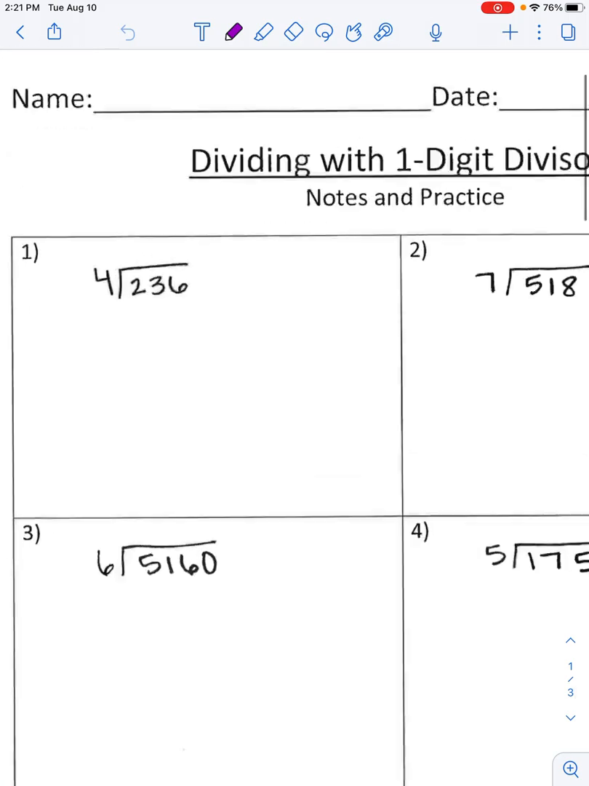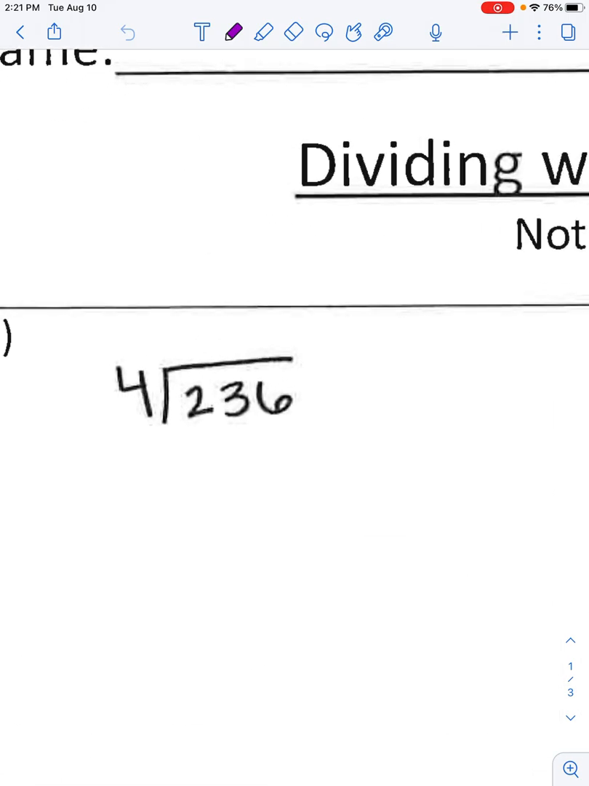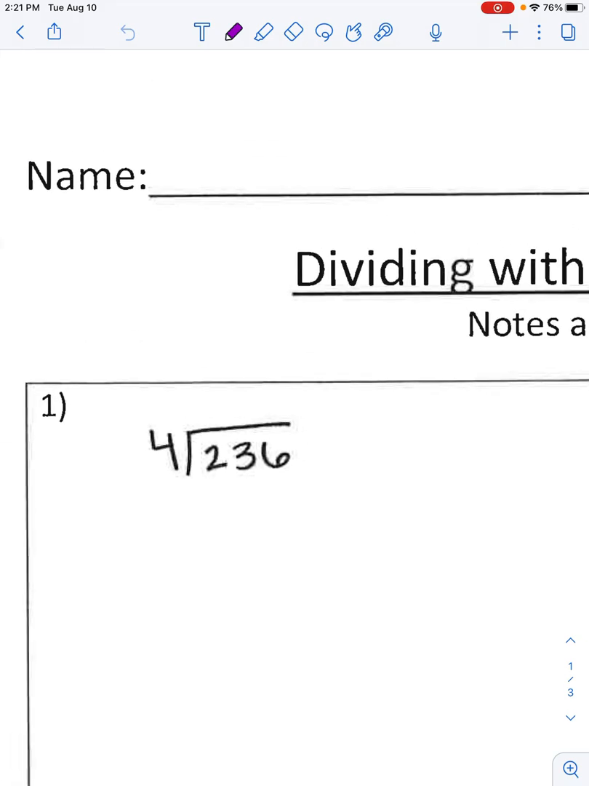So please pull this up on your screen and then do a side-by-side if you can. Follow along. I'm going to go really slowly. We're going to do a handful together and then you're going to finish this worksheet on your own.